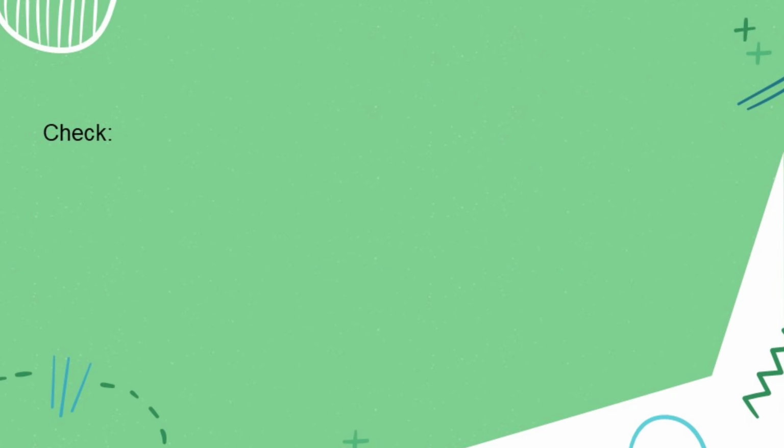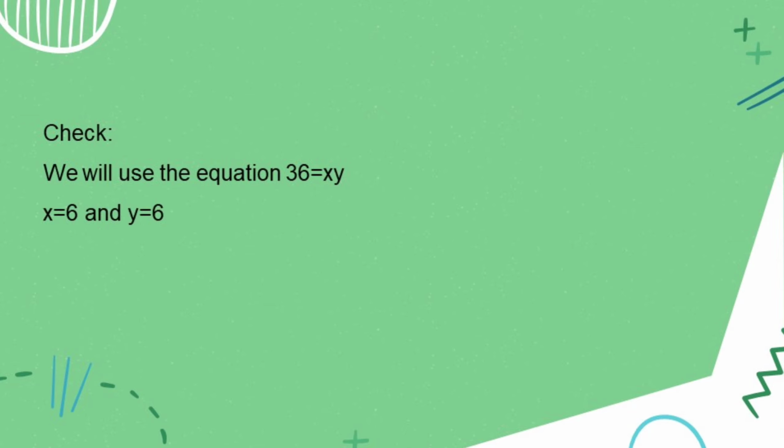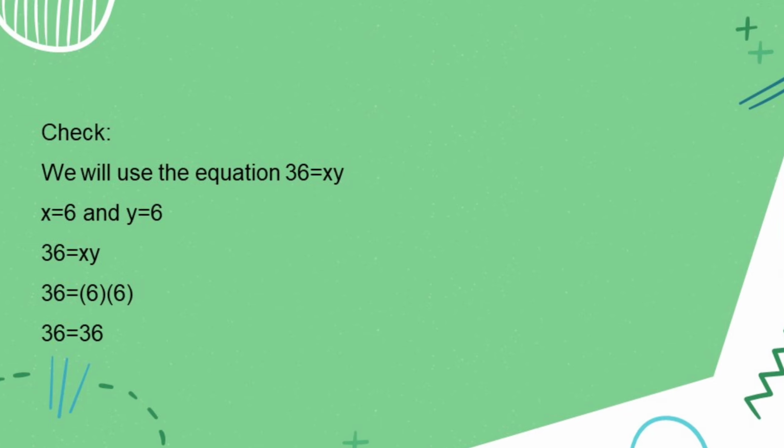For checking, we will use the equation 36 equals x times y. So x is equal to 6 and y is equal to 6. Then let's plug it into the equation. That's why we have 36 equals 6 times 6. 6 times 6 is 36. That's why we get 36 equals 36. It shows that 6 and 6 is the correct answer.